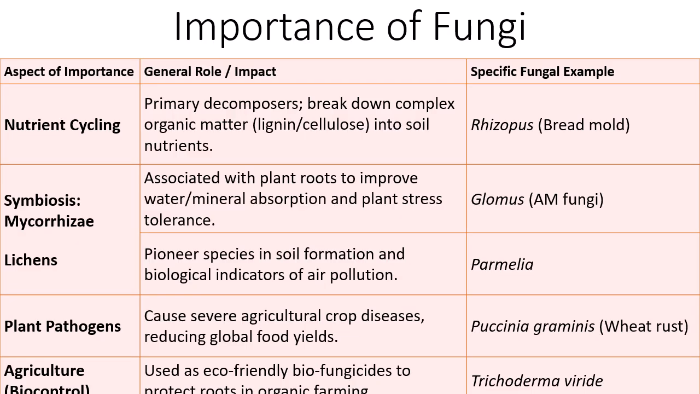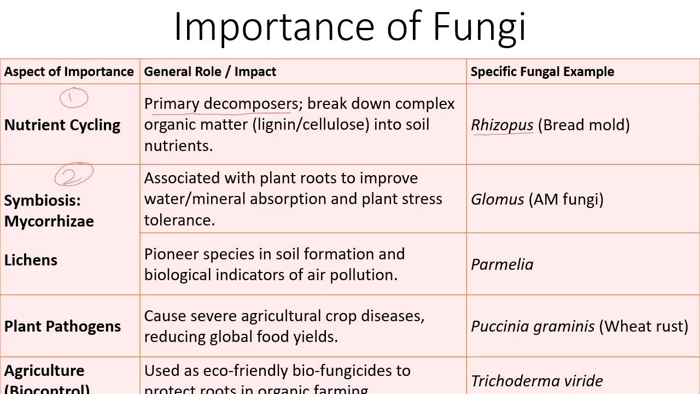Now, the second part of the chapter, that is economic importance. Very first economic importance is nutrient cycling. You can see that fungi are primary decomposers, which means they break down complex organic substances into simple ones. And in this process of decomposition, there is nutrient cycling. The example of a fungus involved in nutrient cycling is Rhizopus, which is commonly called bread mold.